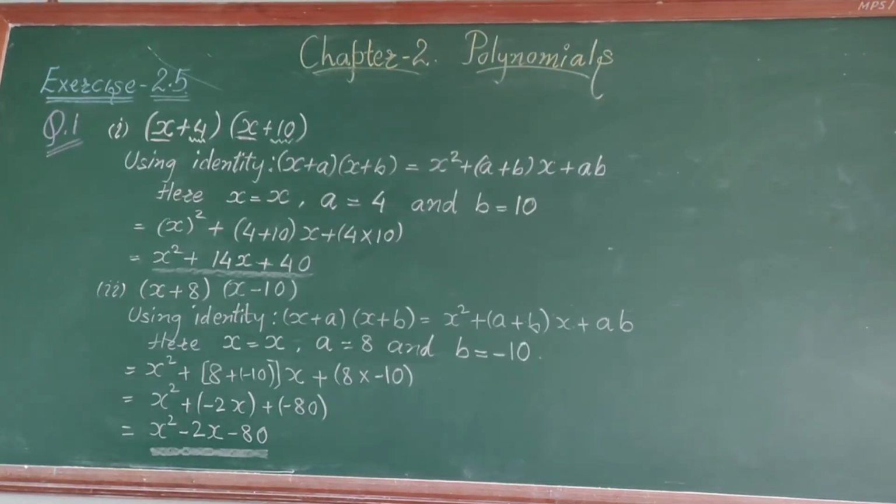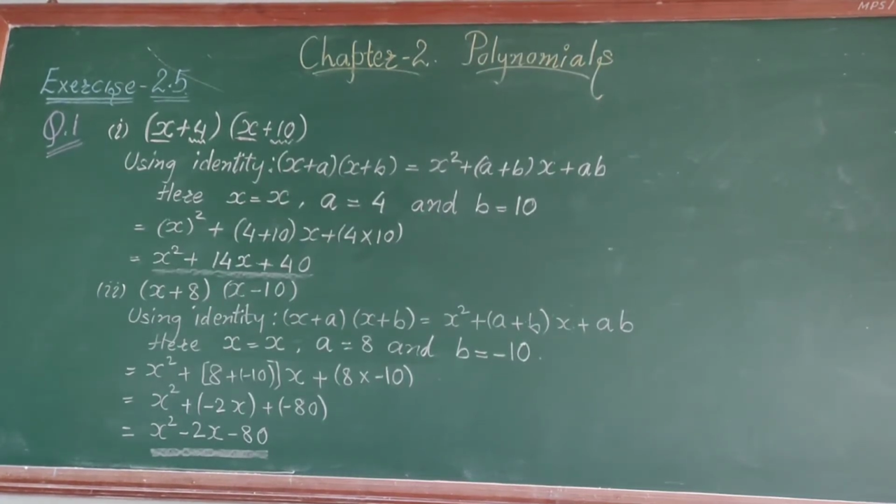Good morning. Continuing with chapter 2, that is polynomials. Today, let's solve exercise 2.5, which is based on application of algebraic identities. In our previous lecture, we studied some algebraic identities. The same algebraic identities we will use and find out the products of the given questions.